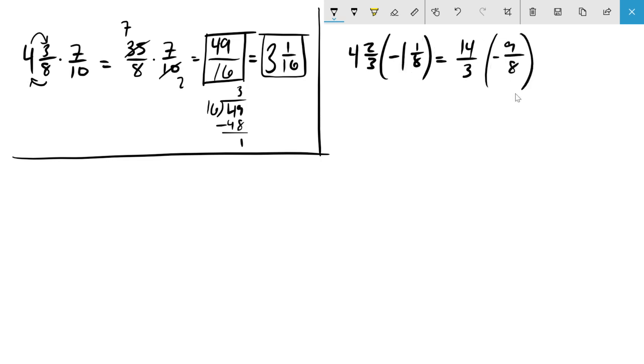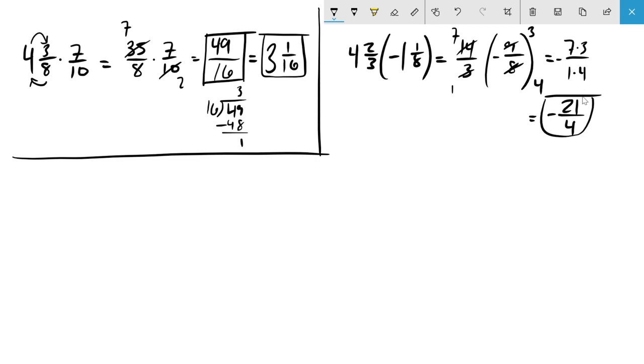This one's negative. And then these have a lot of things we can cancel out, right? Because 14 and 8 are both divisible by 2. So 14 divided by 2 is 7, 8 divided by 2 is 4. And then 9 and 3 are both divisible by 3. So on top, you just have 7 times 3 left, and on bottom, you just have 1 times 4 left. It's going to be negative, so the answer here is negative 21 over 4.